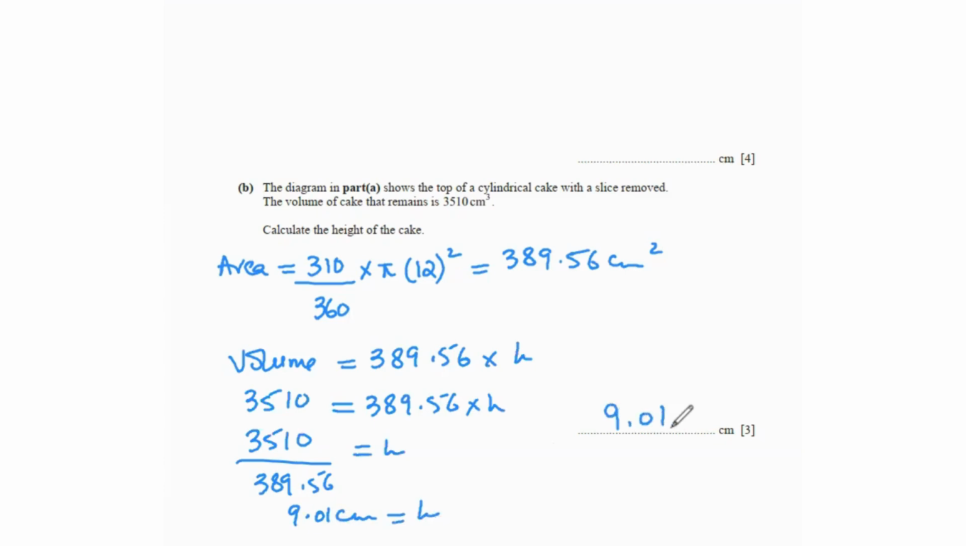So remember, volume is basically your cross-section area times the total height or length of the shape. Since we can easily find the cross-section area using the area of a sector formula, we have the angle of the sector and we have the radius. Plug in the values, you have the area. Then you divide the volume by the area to find the height of the cake. So that's your answer.